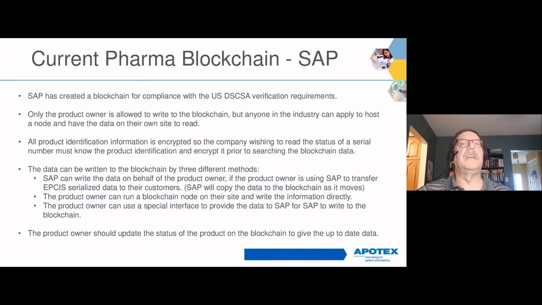With SAP, the data can be written to the blockchain by 3 different methods. SAP also runs a service where product owners can use SAP to transfer the data to their partners. If the product owner does that, then SAP will capture a copy of the data as it moves through their system and write all the products onto their blockchain.